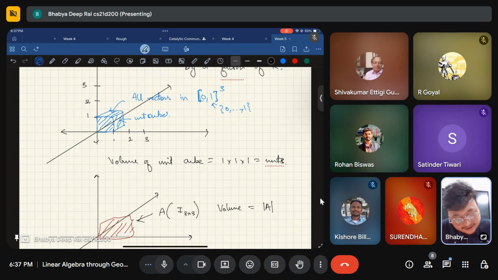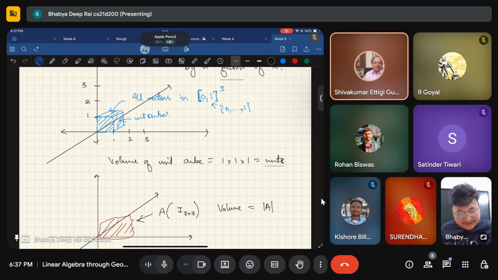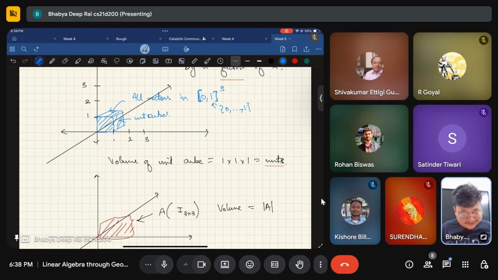Just picture all the vectors which sit here. So that's what I mean. Something is what my pencil is. Okay, yeah, now it's right.